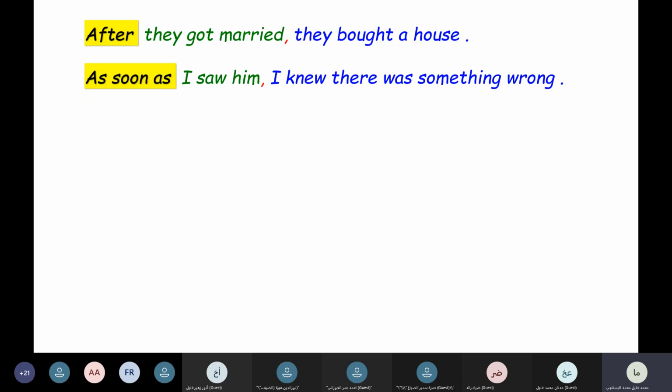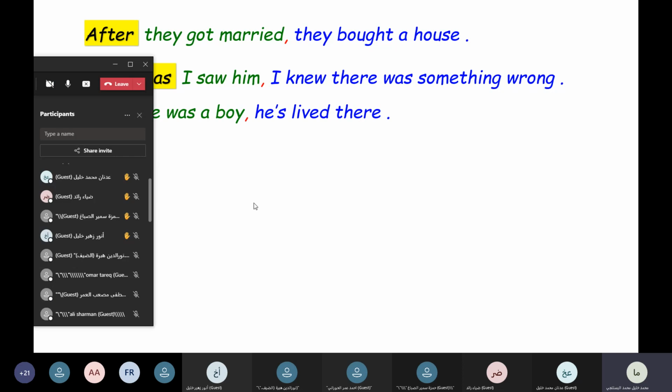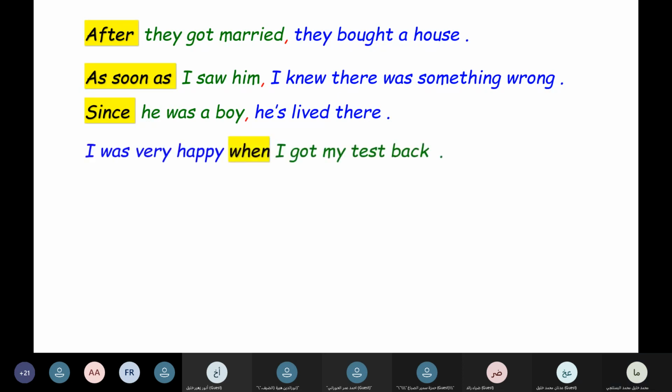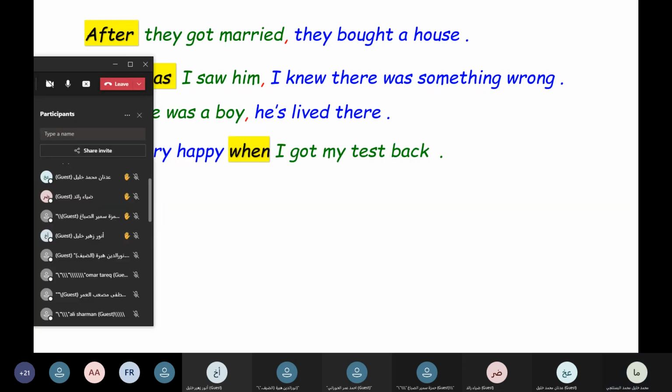Okay, let's continue with the examples. Who can read the next example? Anwar? Okay. "Since he was a boy, he has lived there." Good. "Since he was a boy, he has lived there." Good. Next, Dia.